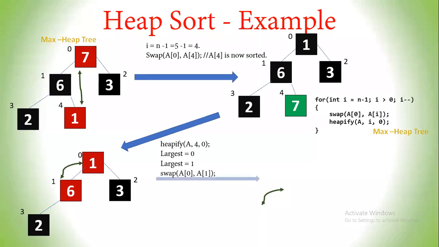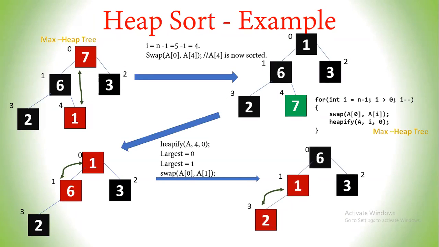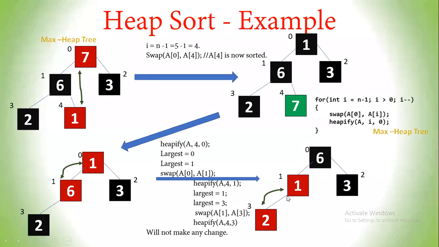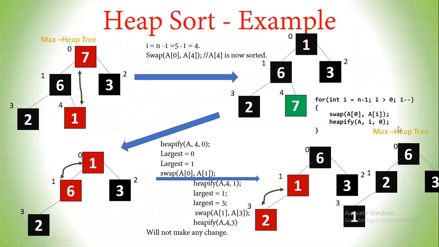So now you must have understood. So we swap here, then we come to this point, then we call heapify A4 1, that means for this node, and it will check largest is equal to 1, and this will be made 3, and this will be swapped, and again heapify will be called here, and no change. And this will be a max heap tree. So this is the first parent node, this is greater than this one, and this is the second parent node, this is greater than both of these two.